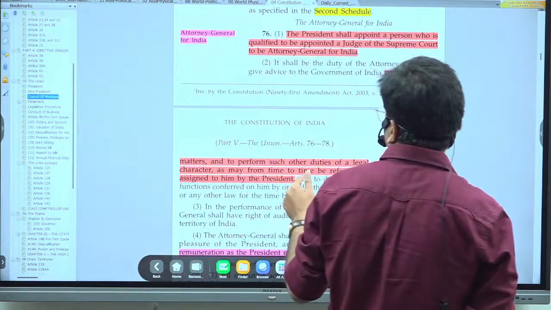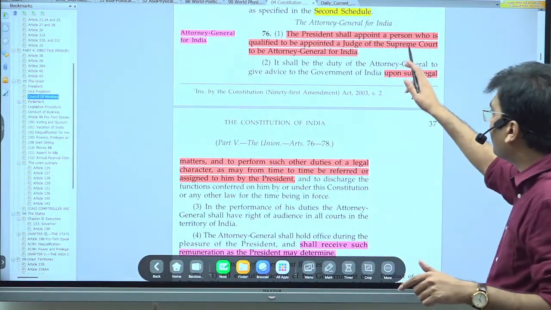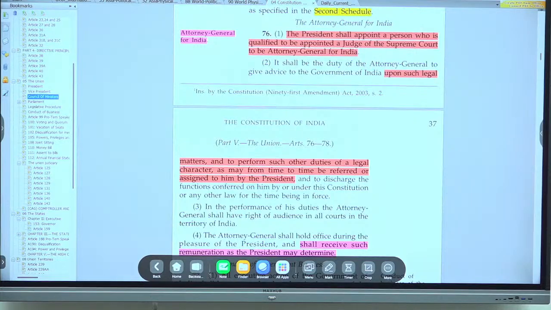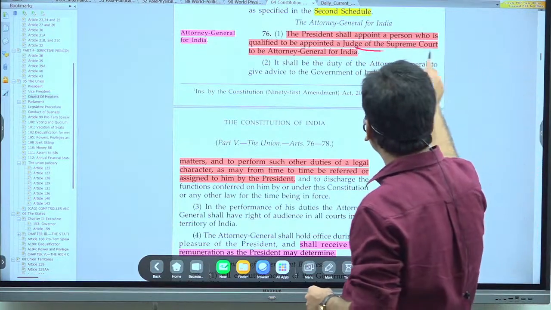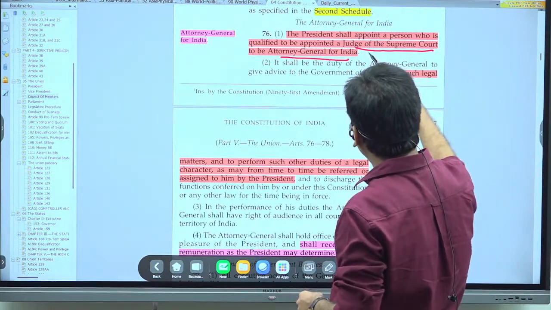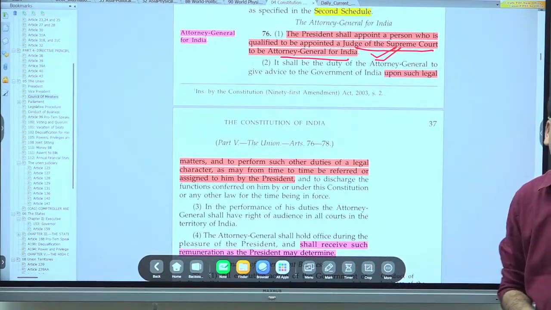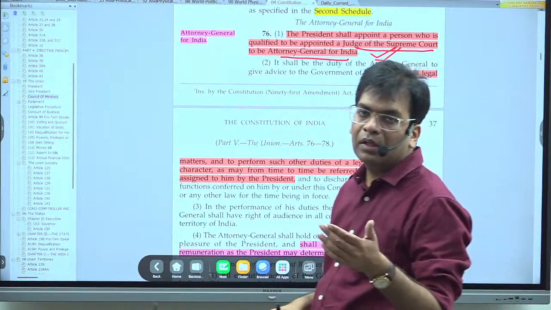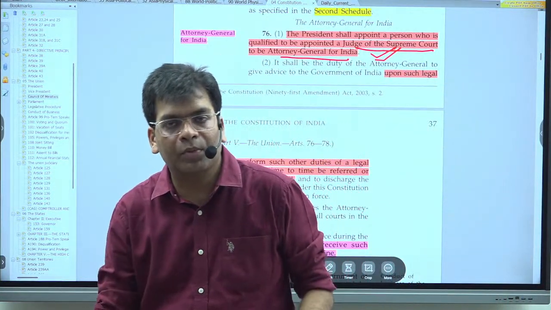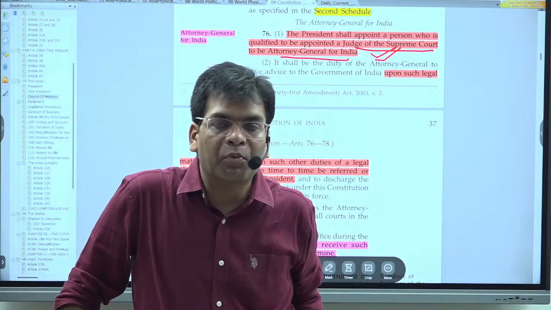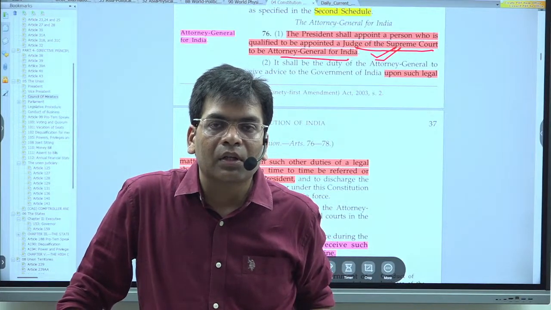Let's talk about the Attorney General of India. The President shall appoint a person who is qualified to be appointed as a judge of the Supreme Court as the Attorney General. So the qualification of the Attorney General is the same, that is, the qualification to be appointed as a judge of the Supreme Court. What is the qualification to be appointed as a Supreme Court judge?